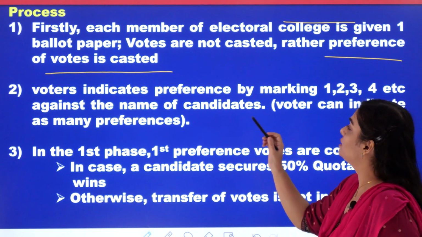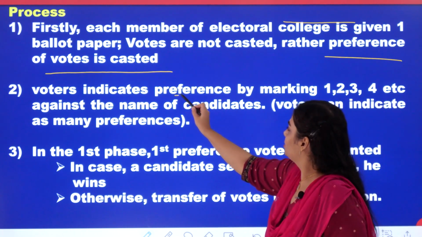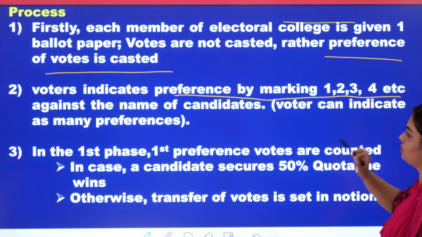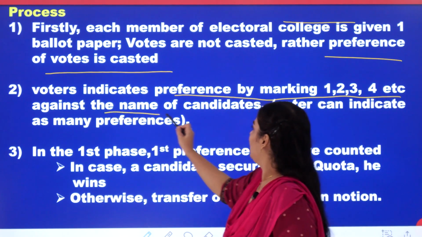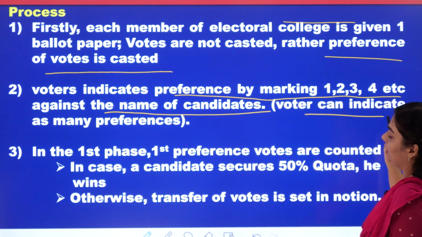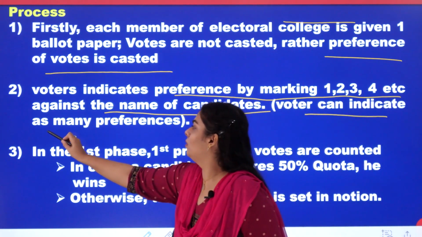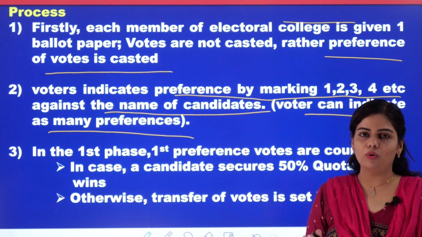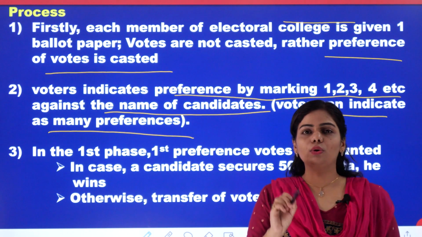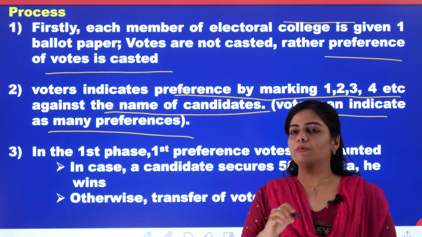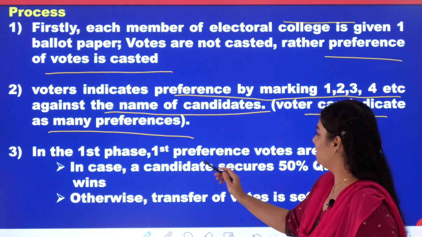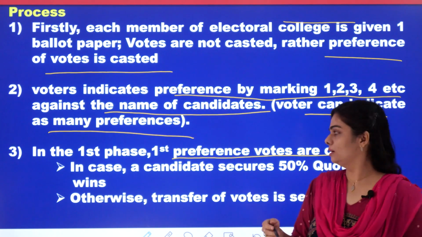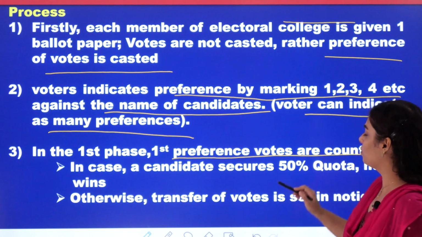The next point is, voters indicate preference. Voters indicate preference by marking 1, 2, 3, 4, etc. against the name of the candidate. A voter is allowed to indicate as many preferences as the voter wants, but it is mandatory to at least mention the first preference. In the first phase, first preference votes are counted.